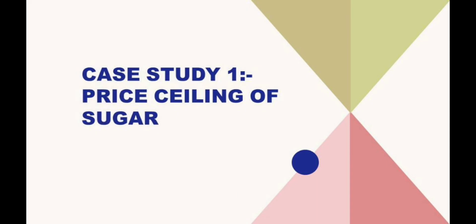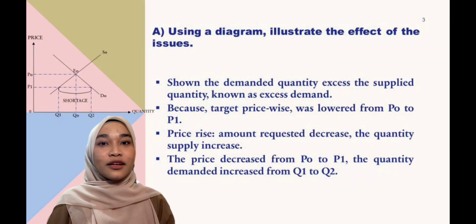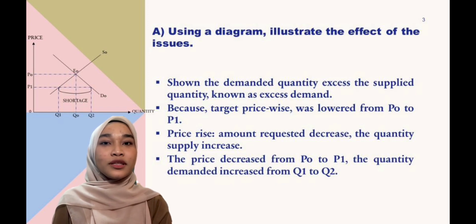Okay guys, first we will go into case study number 1. The title is Price Ceiling of Sugar. Case study 1. The question for A is using a diagram illustrate the effect of the issues. And the answer is the graph shows the demand quantity exceeds the supply quantity and it is known as excess demand.